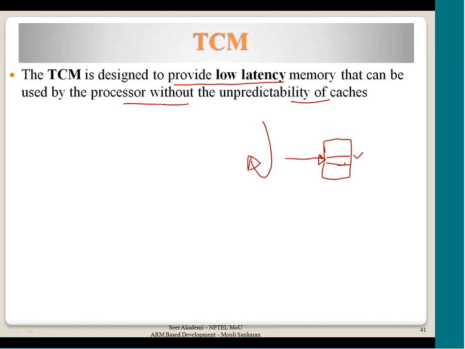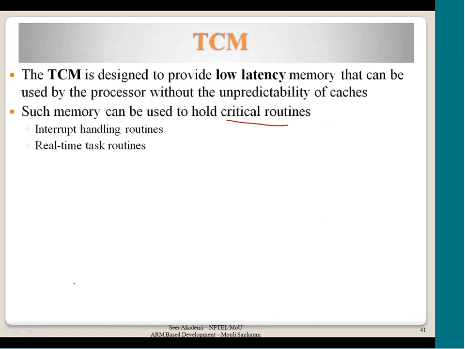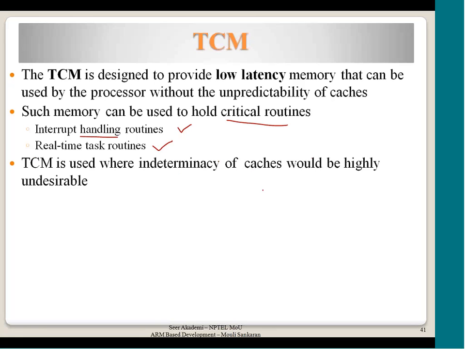Okay. So because of that, if you don't want some routines to be affected by the cache behavior, we can say that that part of the memory may not be cached. We can keep it as a tightly coupled memory where the cache does not come into play. It will be directly accessed, and any write to the memory will go directly to the memory. It won't go through the cache. So that is the scenario. Such a memory can be used to hold critical routines like interrupt routines and real time task routines. We don't want cache misses happening during interrupt handling and then memory access happening. We want to directly access the memory so that it is available.